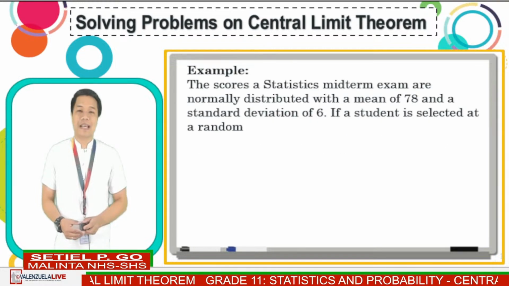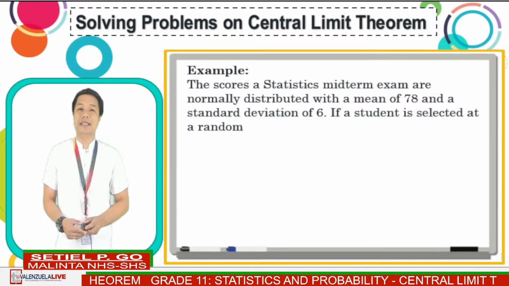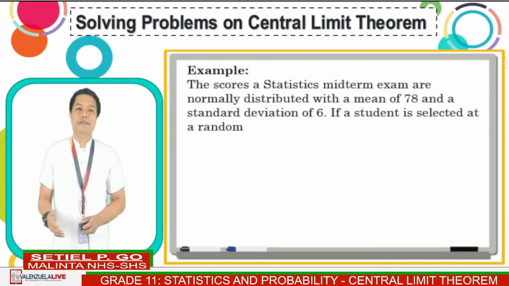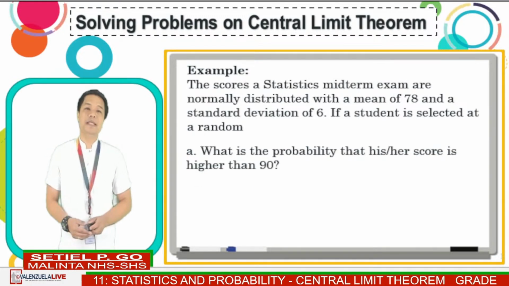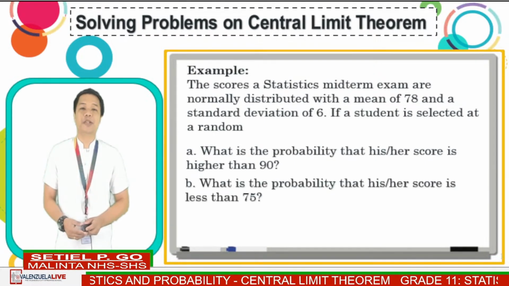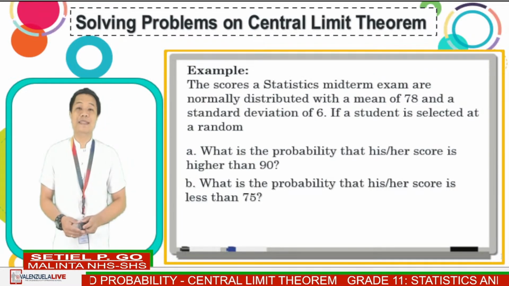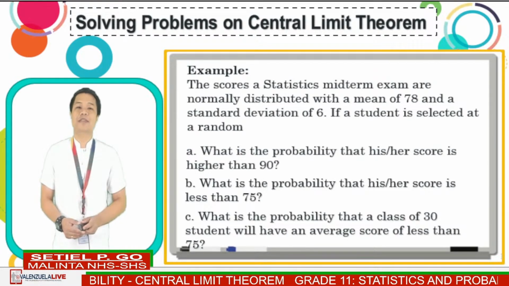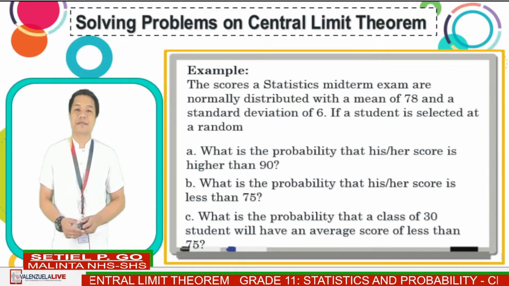So let's have an example. The scores on a statistics midterm exam are normally distributed with a mean of 78 and a standard deviation of 6. If a student is selected at random, letter A, what is the probability that his or her score is higher than 90? Letter B, what is the probability that his score is less than 75? And lastly, what is the probability that a class of 30 students will have an average score of less than 75?